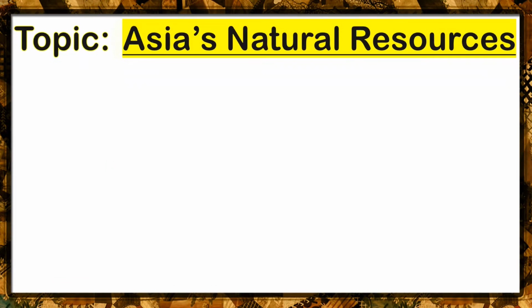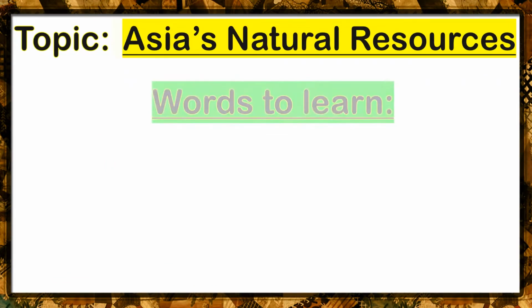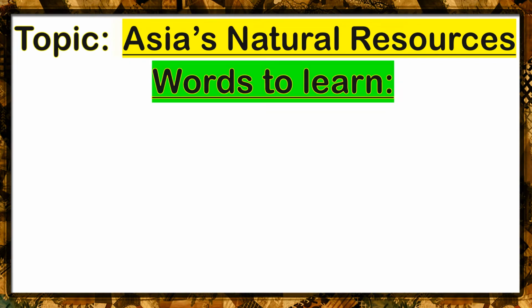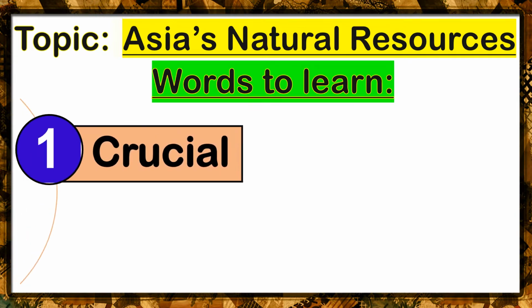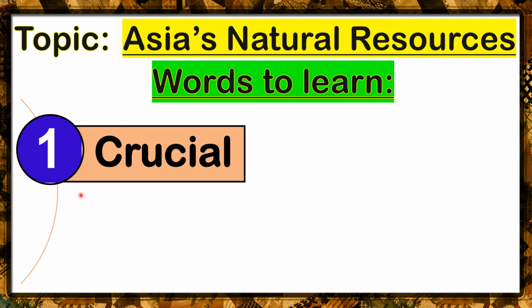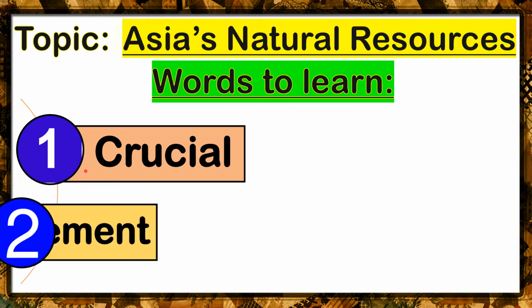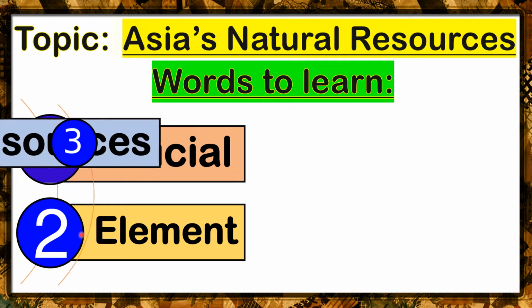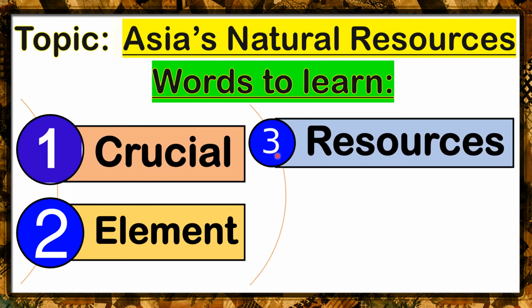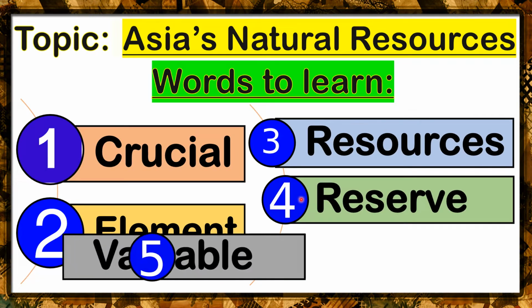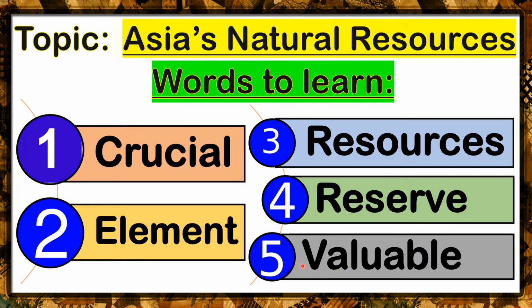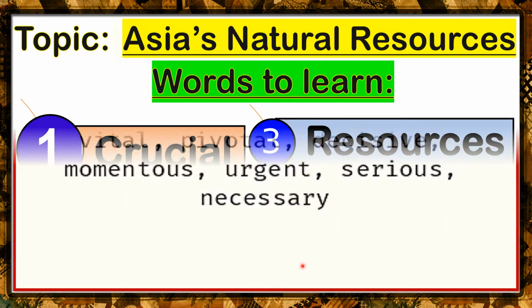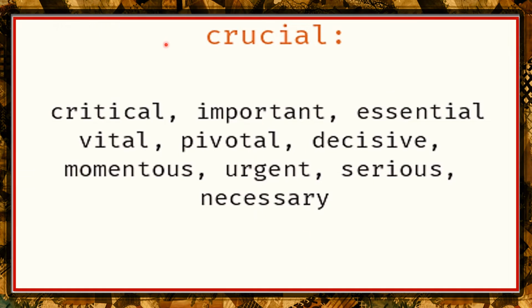Class, our topic for this week is about Asia's natural resources, and these are the following vocabulary words. Please repeat after me so you can still practice your reading skills and speaking skills even if you're just at home. Are you ready now? Let's start reading. Number one, crucial. Number two, element. Number three, resources. Number four, reserve. And number five, valuable. Now let's read and study the meaning of these words one by one.